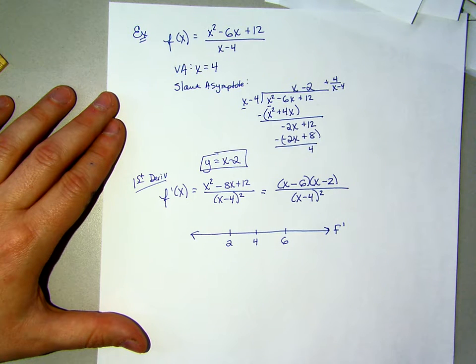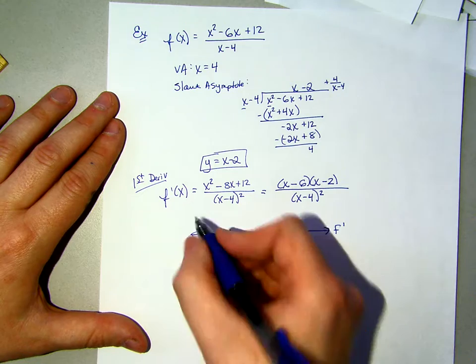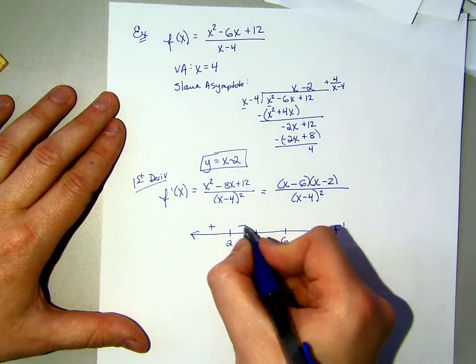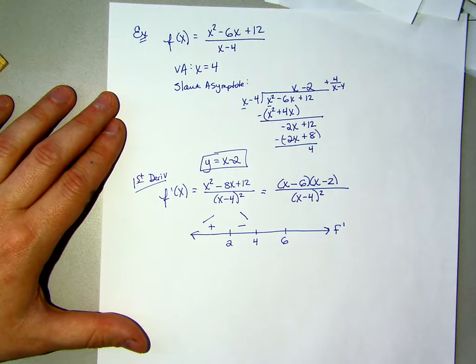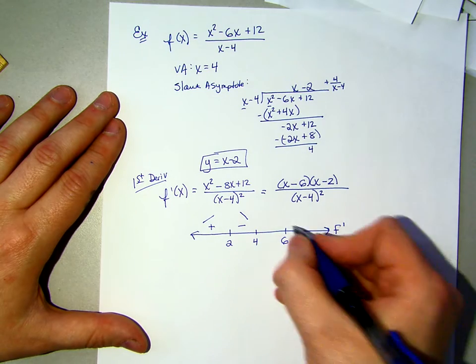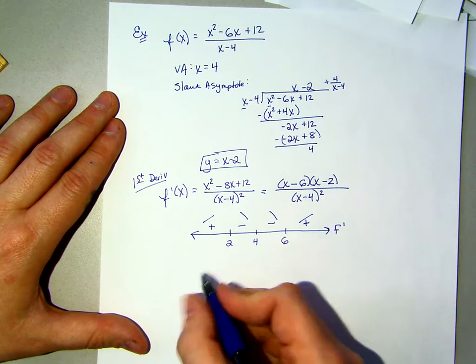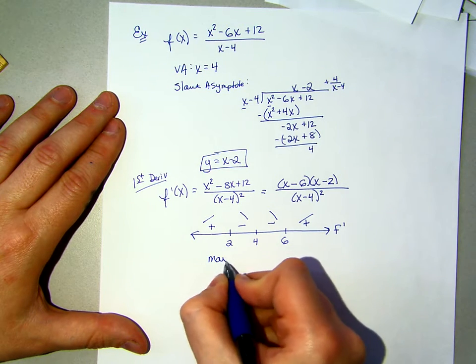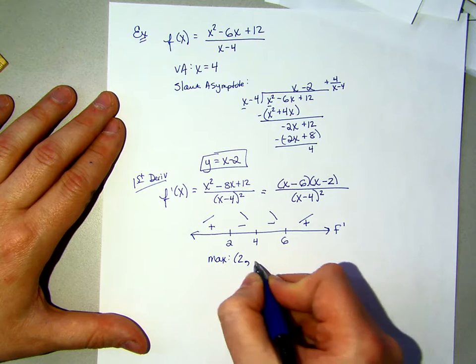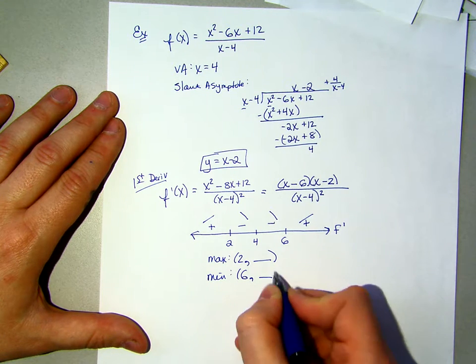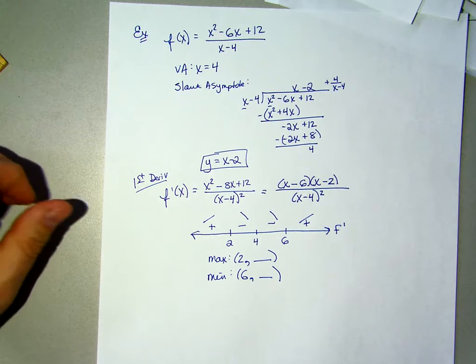Before 2, are we positive or negative? Between 2 and 4. Between 4 and 6, negative. After 6. I'm not going to bother writing things out here, but I think you can figure out there's a max at 2 comma something, min at 6 comma something. Figure out the other coordinates. Plug into the original function.